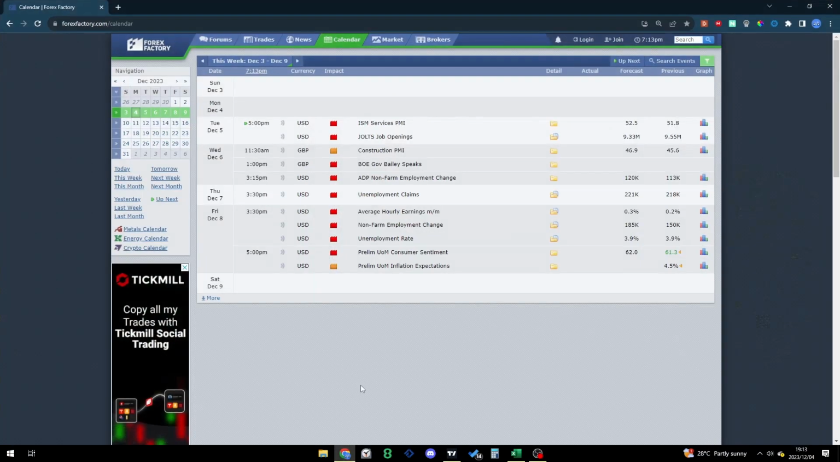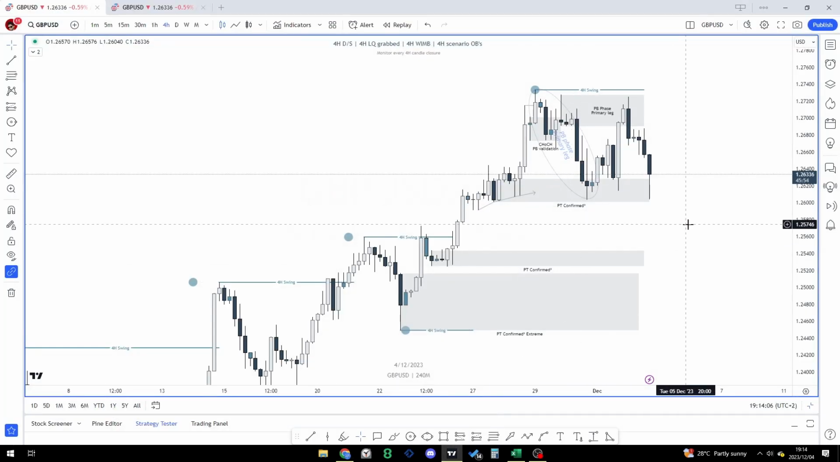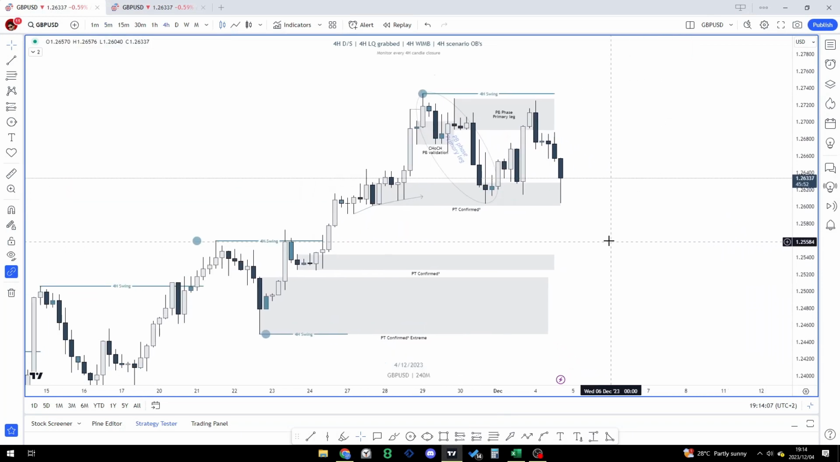As usual, starting off with the economic calendar, you can see for Monday, December 4th, there was no significant impact news for the pound or for the USD. Jumping into the charts for GBPUSD, starting with a 4-hour.